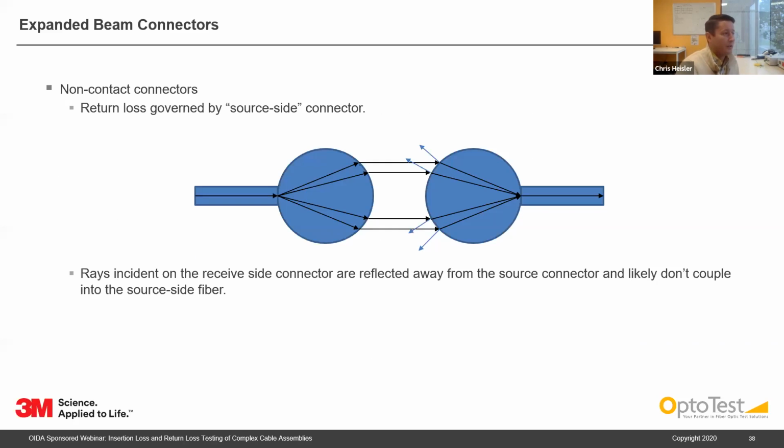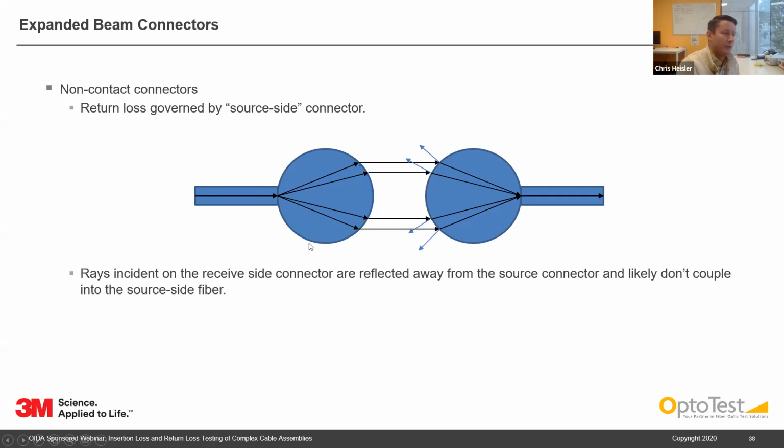So expanding on that and looking at these non-contact connectors, return loss is largely governed by the source side connector. So if we're measuring return loss from the left side here, light's going to come in, it's going to expand out, and it's going to hit the receive side optics here. When it interacts with those optics, it's actually going to reflect away from the source side connector. This light will not couple back into this optical assembly.